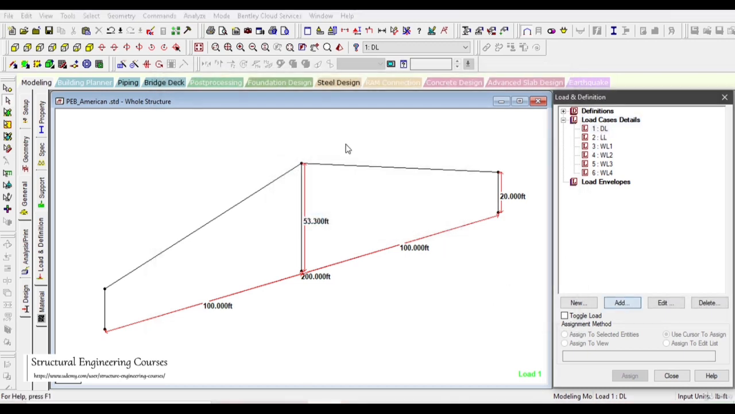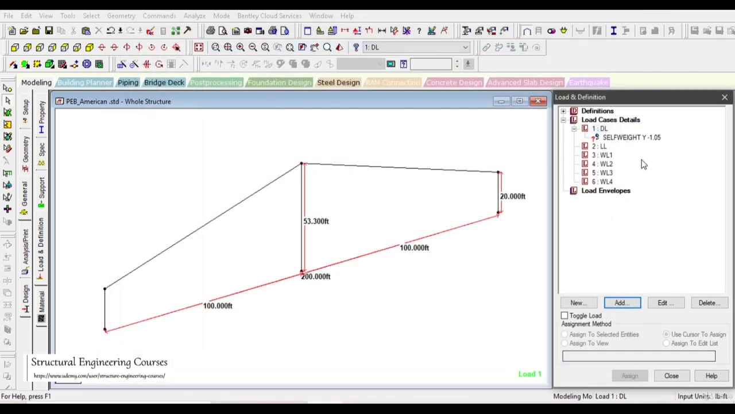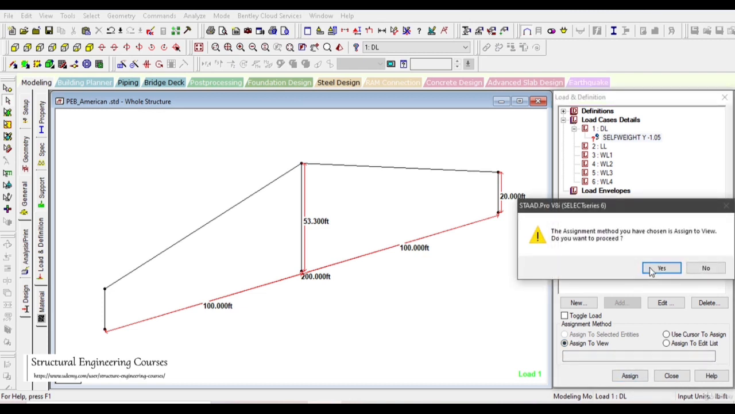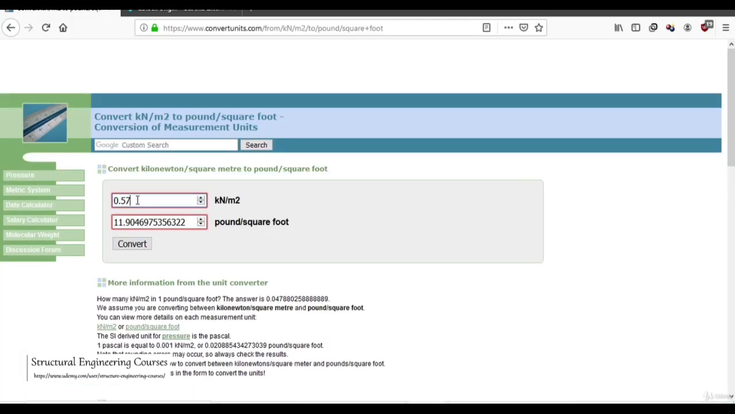So here we can select dead load. We can go to the self weight option. We can take 5% for connections. Now the weight of the sheeting and everything on the top is not more than 25 to 30 kg per meter square. That is 0.3 kilonewton per meter square. So we can go to the convertunits.com website, and here we can find out that it means 6.27 psf, or we can take 6.3 psf as a floor area.